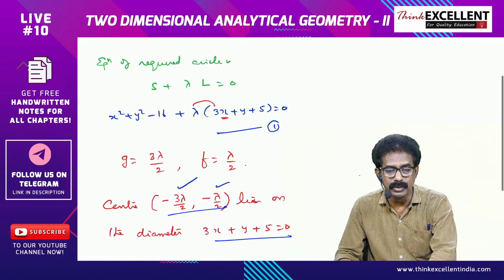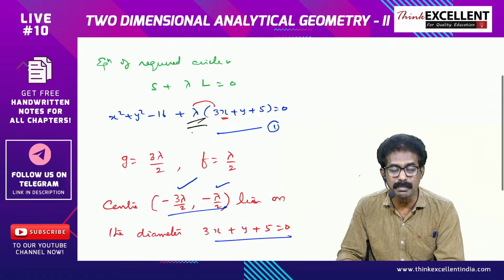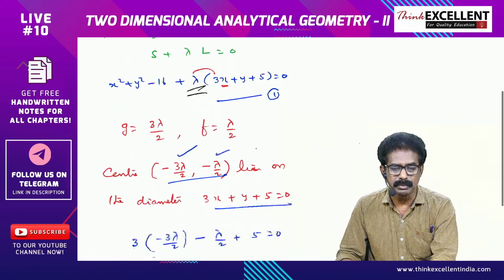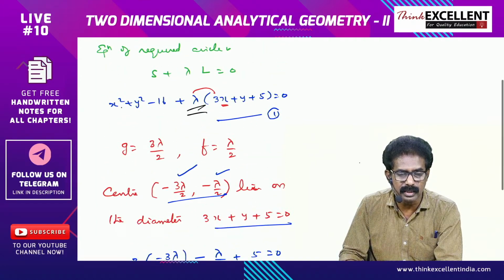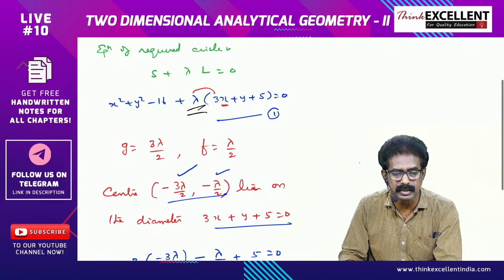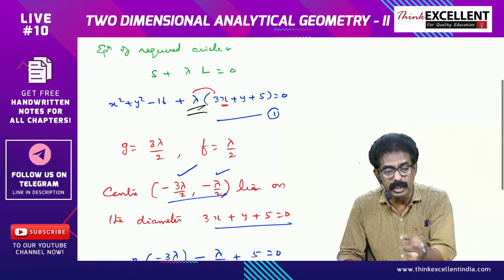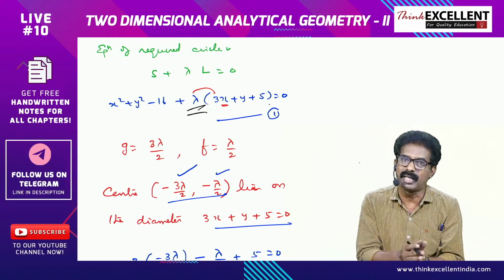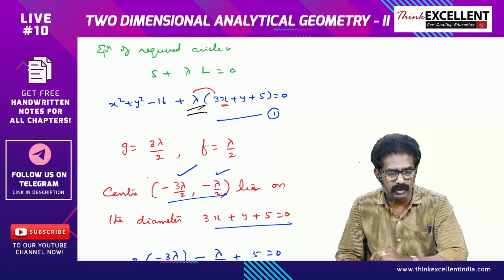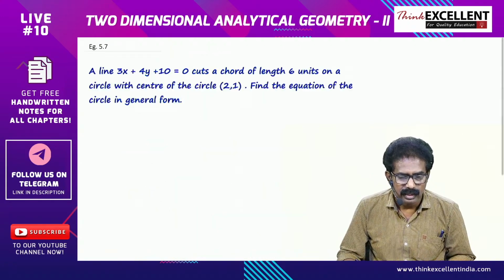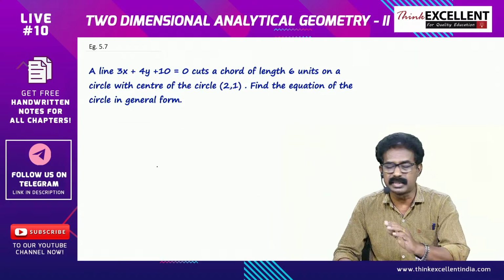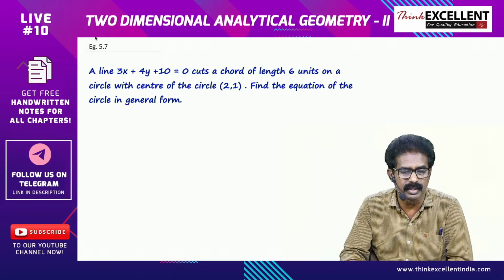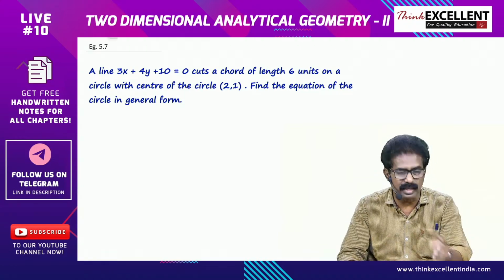This lambda value, substitute in the first equation. Give lambda as 1: x square plus y square minus 16 plus 1 into the line, so no change. Then you arrange it, and you will get the final answer. Okay, hope you understood that. Now look at this question. Next, I'm going to explain 2 questions, then the final 5-mark question, I'll tell you how to do that. With that, we are going to stop in another 5 or 10 minutes.